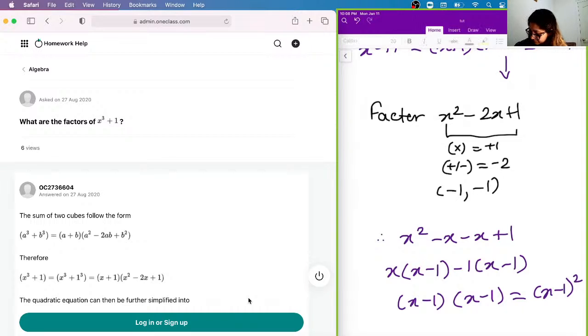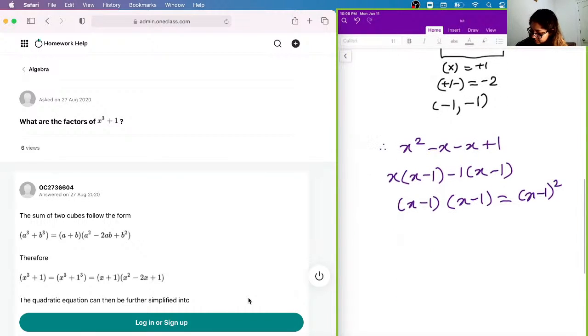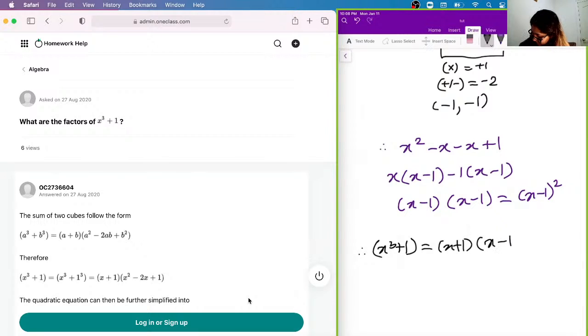Okay, and so therefore the factors for x cubed plus 1 are x plus 1 and x plus 1.